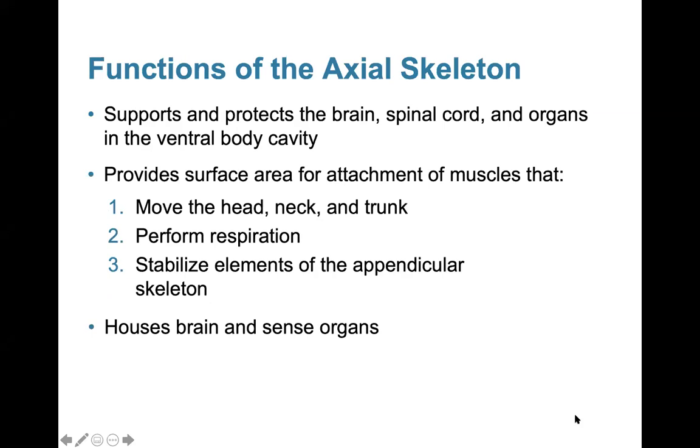Functions of the axial skeleton will support and protect the brain, spinal cord, and organs in the ventral body cavity, provide surface area for the attachment of muscles that will move the head, neck, and trunk, perform respiration, stabilize elements of the appendicular skeleton, will also house the brain and sense organs.